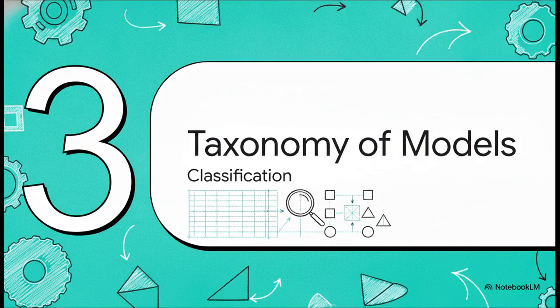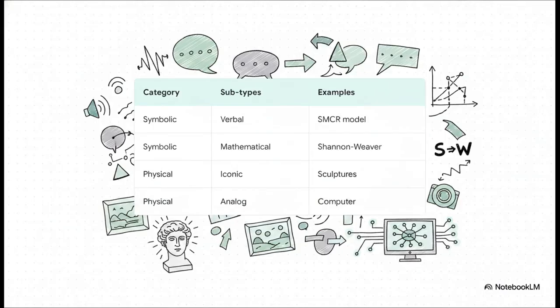Which naturally brings us to Section 3, the taxonomy of models. Brace yourselves because we are about to take some incredibly dense academic classifications and chunk them down into a super easy-to-read blueprint. Okay, so our structural frameworks organize into a few very clear categories.